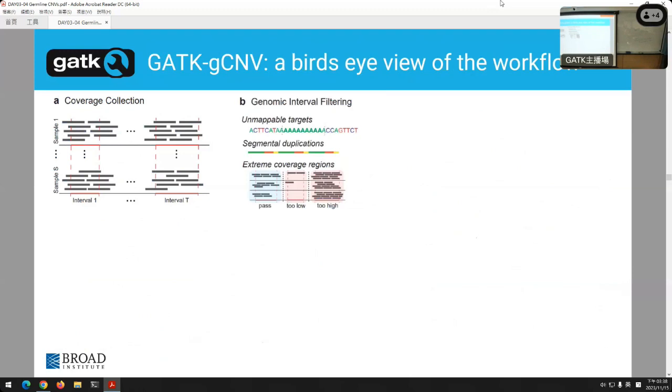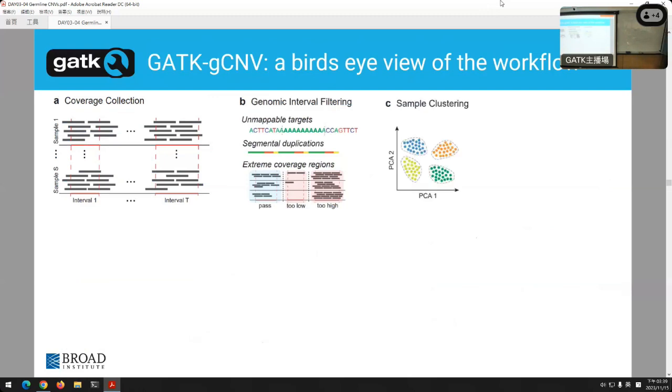Then we perform genomic interval filtering, where we remove genomic regions that are unmappable, that are in segmental duplications, that have very extreme coverage. So we are removing intervals where we don't think we're going to be able to do a good job calling copy number variants from the read depth. We are left with a set of high quality intervals where we can be confident in our CNV calling.